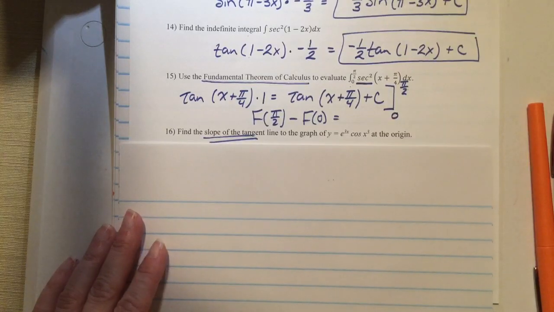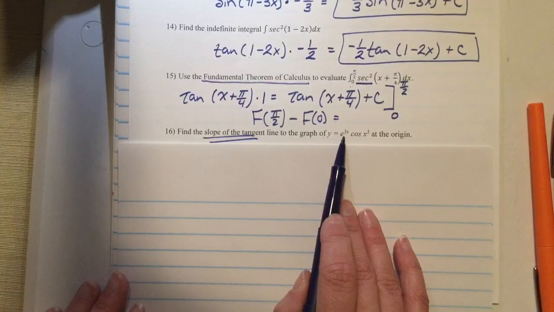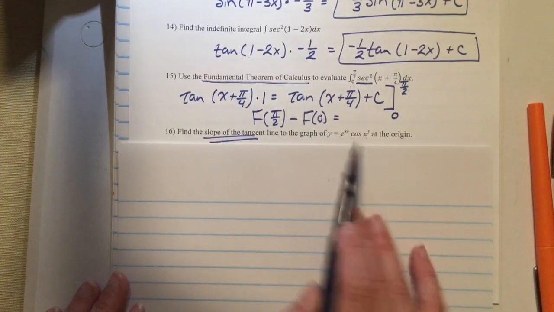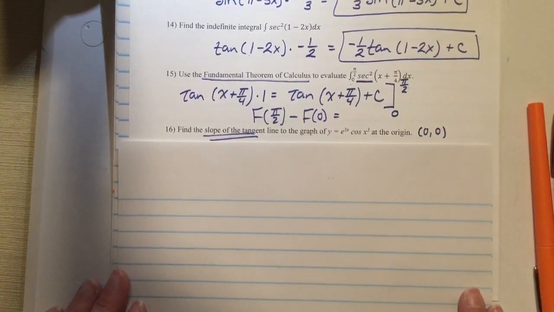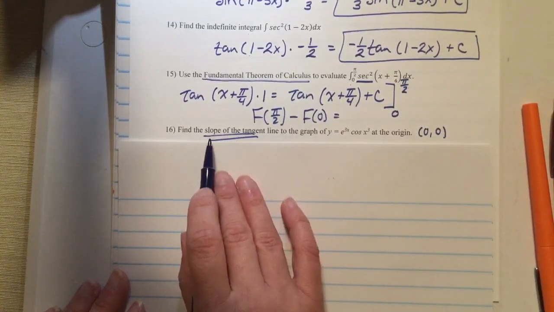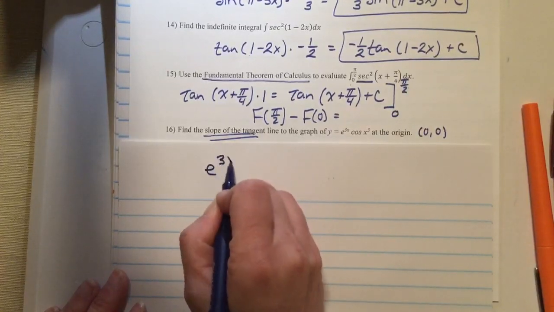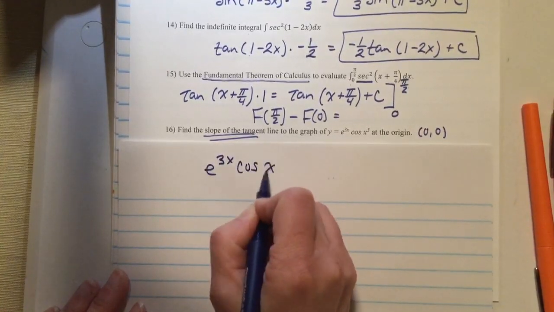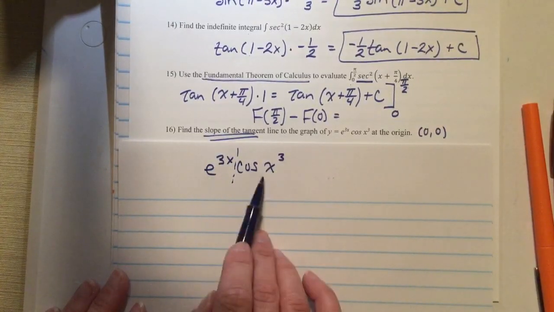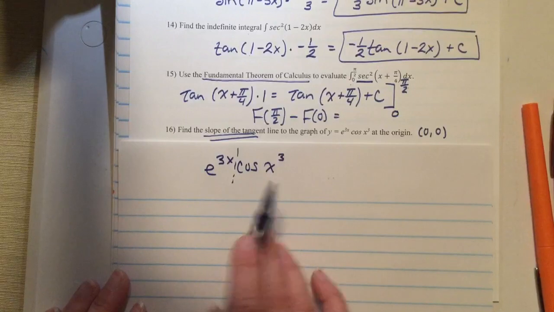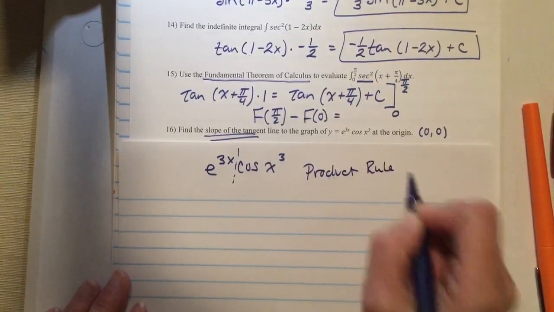So 16 says, find the slope of the tangent line of this graph, e to the 3x times the cosine of x cubed, at the origin. Remember, your origin ordered pair is 0, 0. If you are trying to find the slope of a tangent line, that means you have to find the derivative. So if I have e to the 3x times the cosine of x cubed, these are two separate terms being multiplied together. They both contain a variable. So in order to do this, this has to be the product rule.